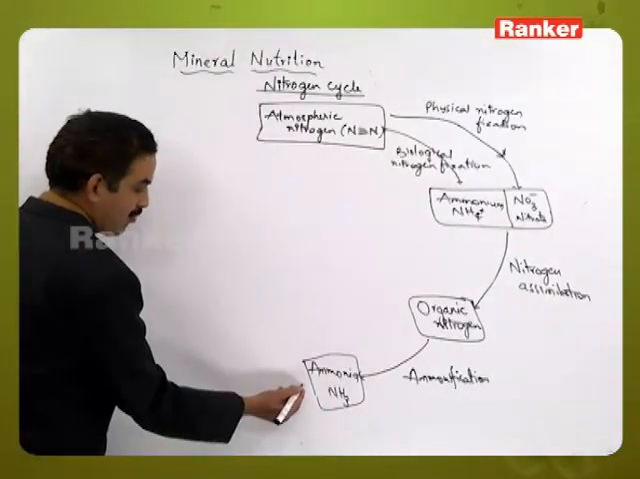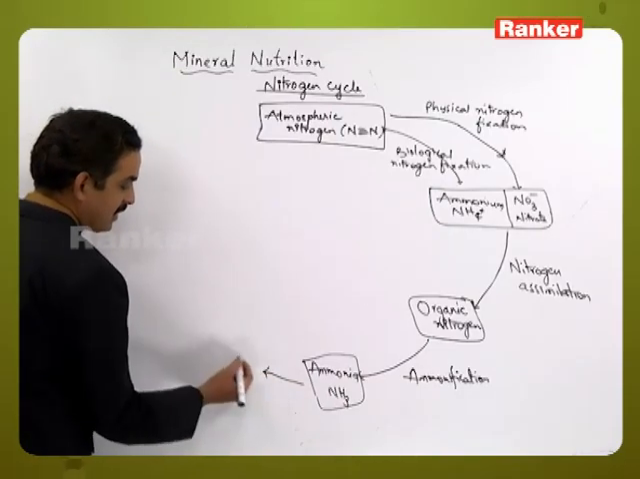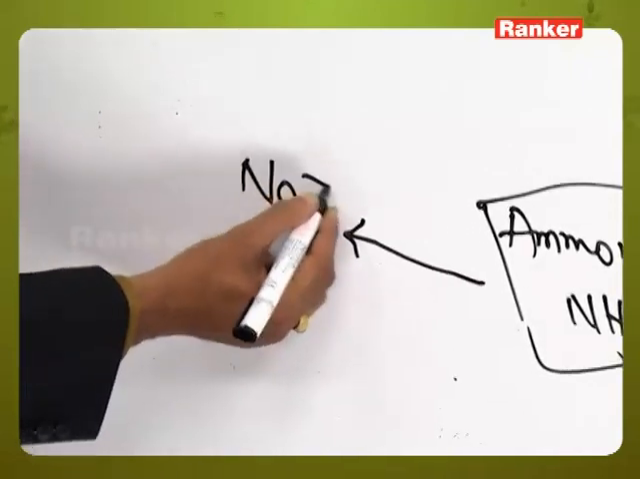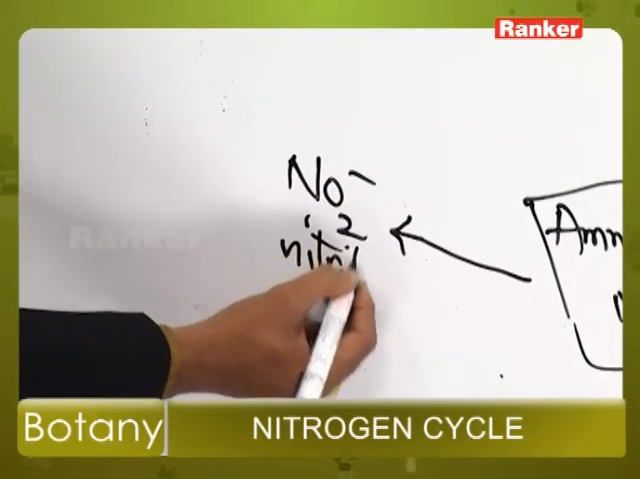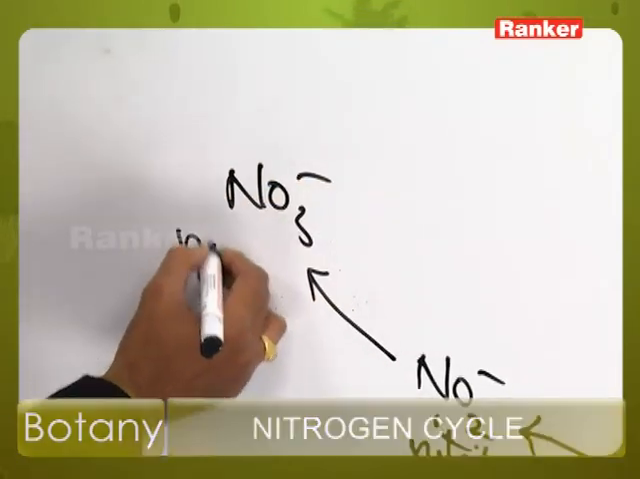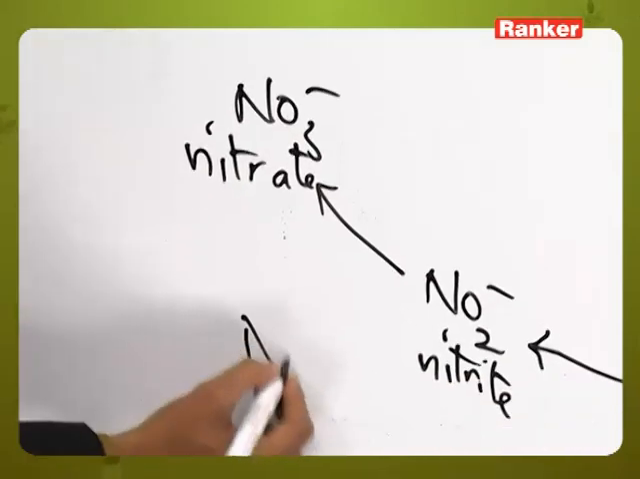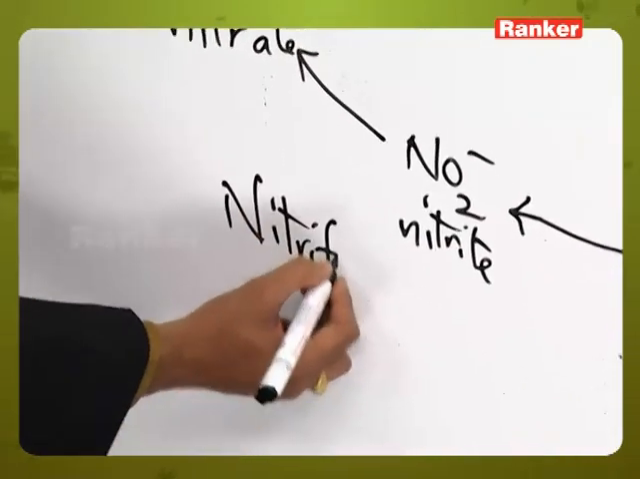And this ammonia that has been formed will be undergoing nitrification, where first it will be converted into nitrite and later it will be converted into nitrate. So this process is called nitrification.